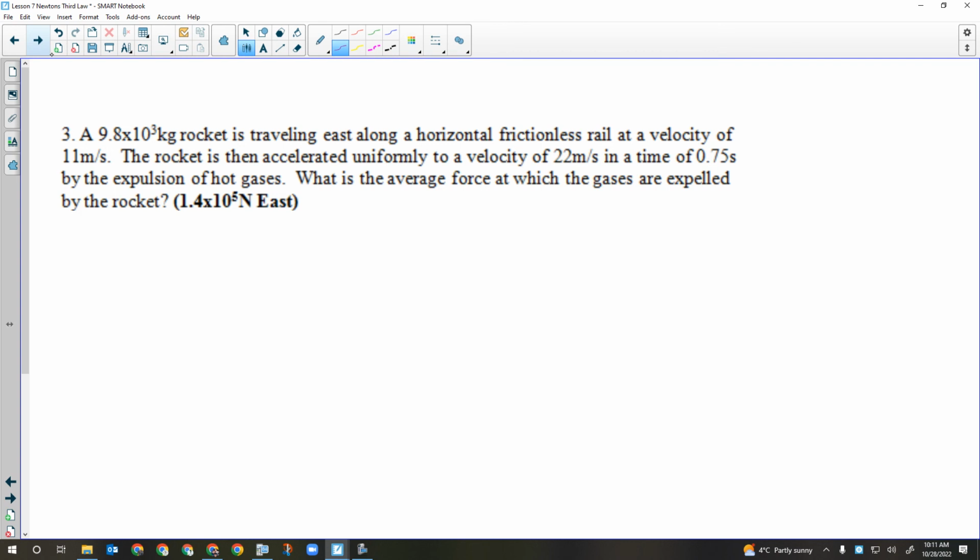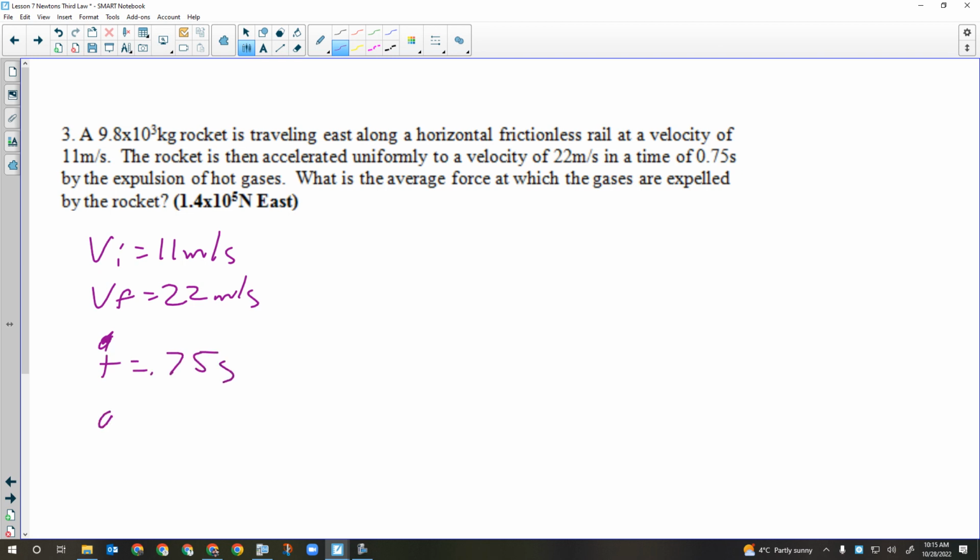There's some acceleration in it before you get to the forces part. Can I finish? Yes. All right, so we know the rocket is traveling east on this frictionless rail at a velocity of 11 meters per second. So that's its initial velocity. Then it's going to be accelerated to a final velocity of 22 meters per second in a time of 0.75 seconds.